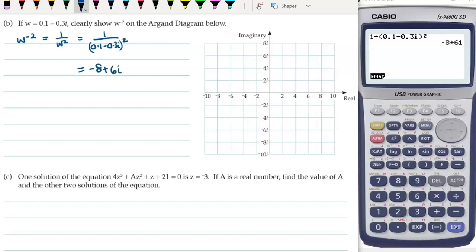And then popping that onto the Argand diagram, we go minus 8 in the real direction and plus 6i in the imaginary, so the point is going to be just here.